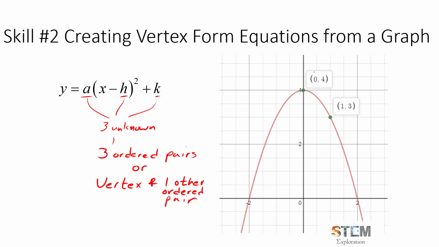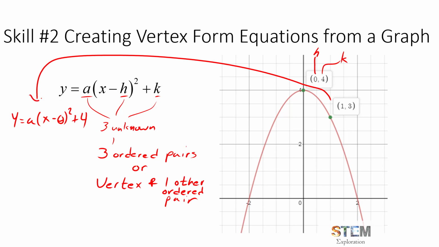So if I look at this, I can already tell you based on this that this is the h value and this is the k value. And so if that's h and k, we can just simply plug those in and say y is equal to a times (x minus 0) squared plus 4. And now all I have to do is take the other ordered pair here and just simply plug it into the equation I have here. And so I'll plug 3 in for y: 3 is equal to a times (1 minus 0) squared plus 4.